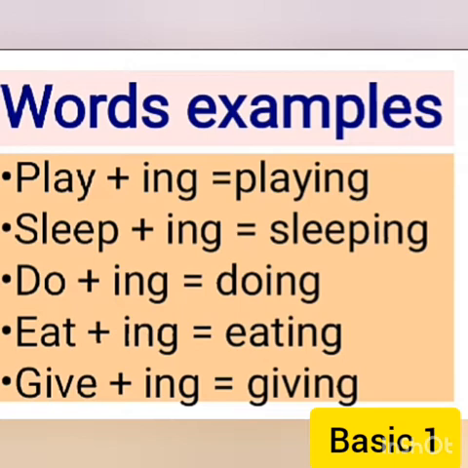Let us look at some word examples involving the present continuous tense. Number 1 word example is play. In this example, play is the main verb, but when the ing form of the verb is added, it gives us another word, playing, and the word playing is the present continuous tense. Sleep plus ing gives us sleeping. Do plus ing gives us what?